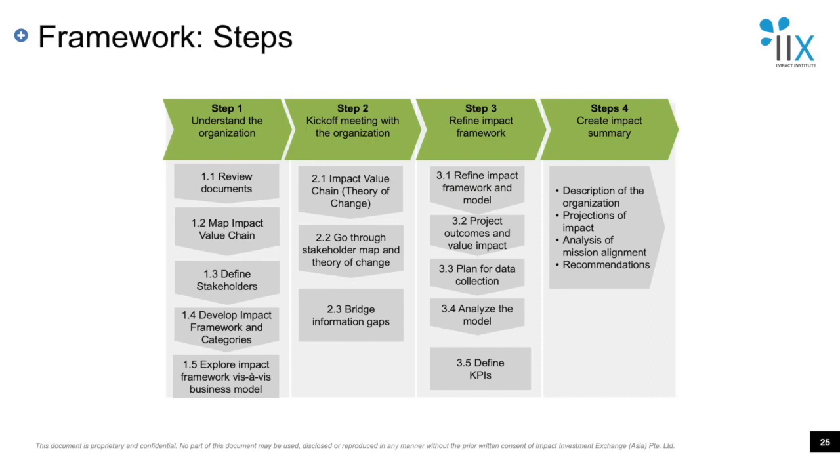And then once you have that, you will have to map the impact value chain, right? So again, input, activity, output, and outcome. So you're doing that, and under each one, you will be defining the stakeholders, right?